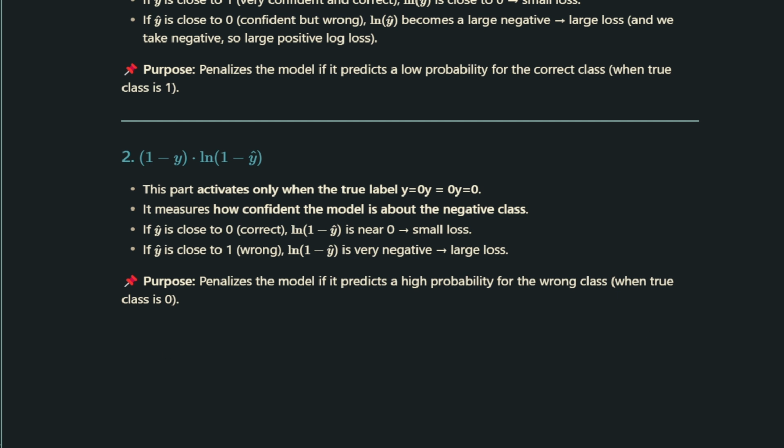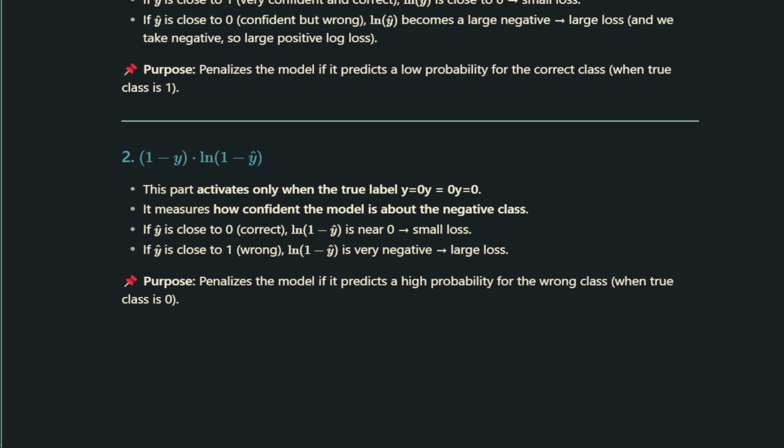Second term, 1 minus y dot log 1 minus y hat. This part only works when the true label y is equal to 0. It checks how confident the model is about the negative class. If the prediction y hat is close to 0, log 1 minus y hat is near 0, small loss. But if y hat is close to 1, log 1 minus y hat becomes very negative, leading to a very large loss. So this term punishes the model if it gives a high probability to the wrong class when the true label is 0.